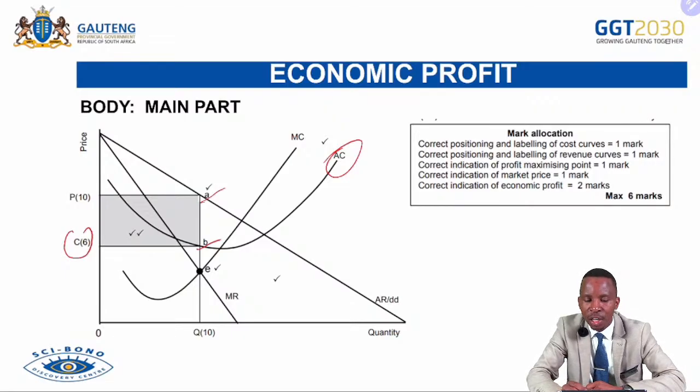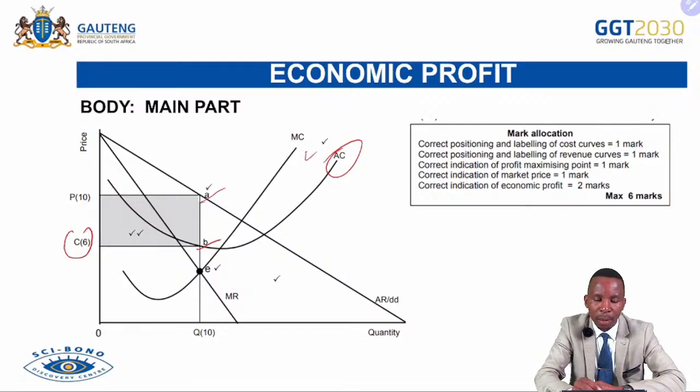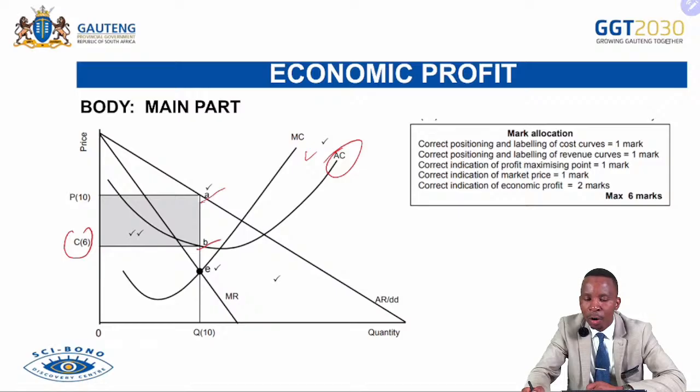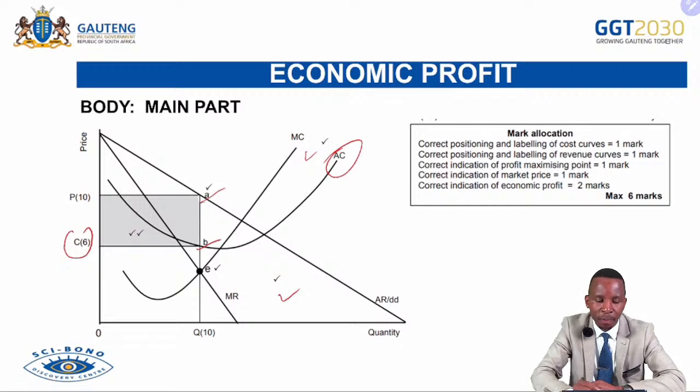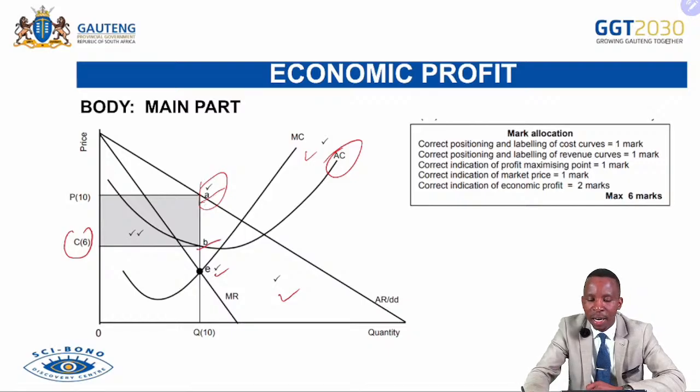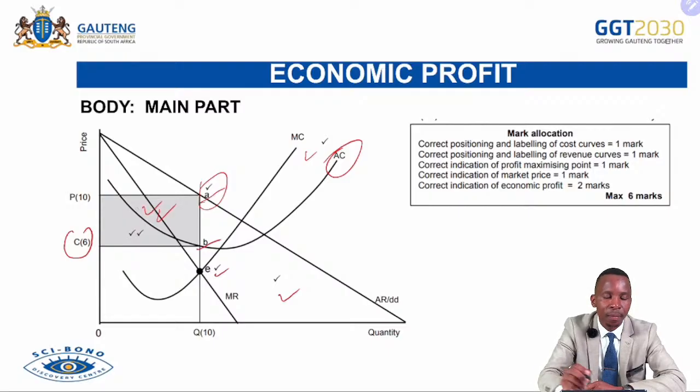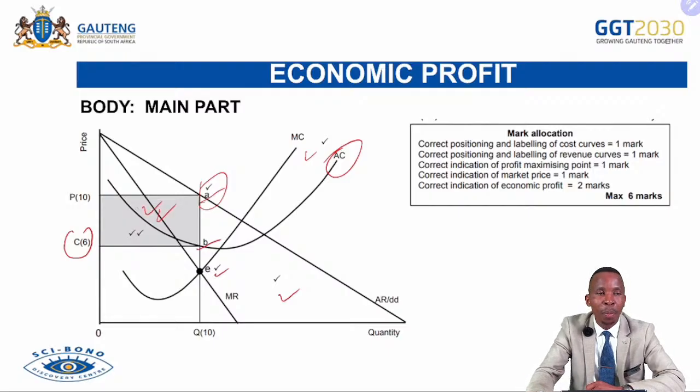Let's see the allocation of marks. Correct positioning and labeling of the cost curves, you get a mark for that. Correct positioning and labeling of the revenue curves, you get a mark for both of them. And then correct indication of profit maximization, that is where MC equals MR, you get a mark. And then correct indication of the market price, that is point A, because it indicates the market price, you get a mark. Correct indication of economic profit, the shaded area, will give you a maximum of 2 marks. And then the graph all in all is 6 marks.